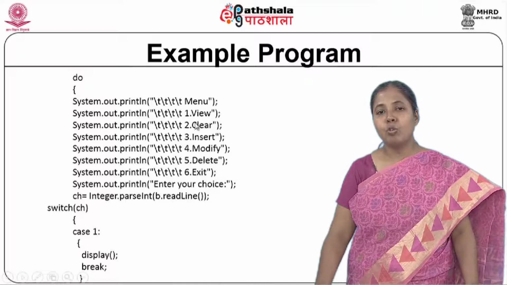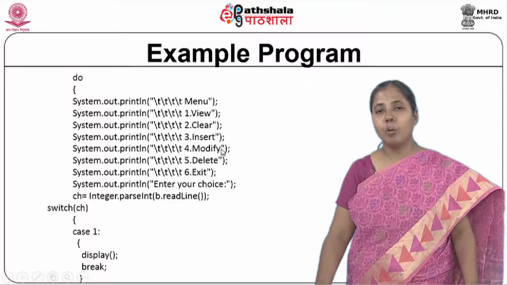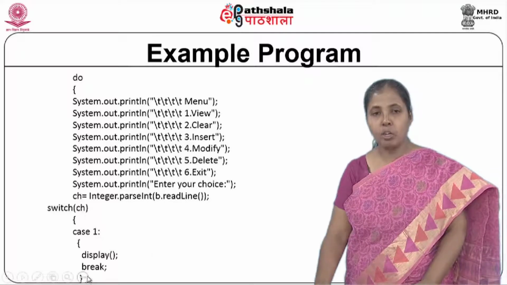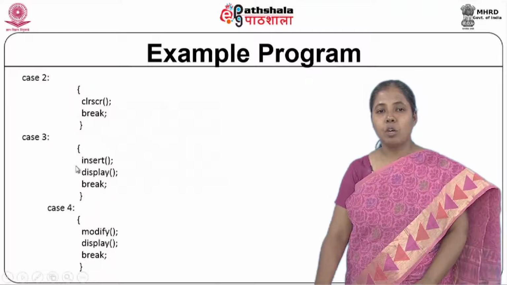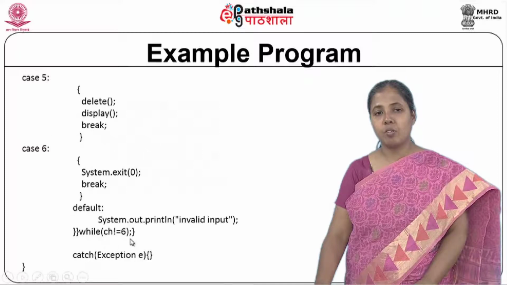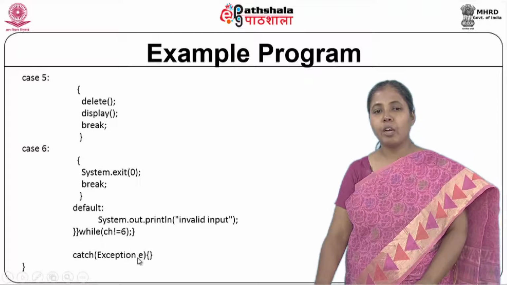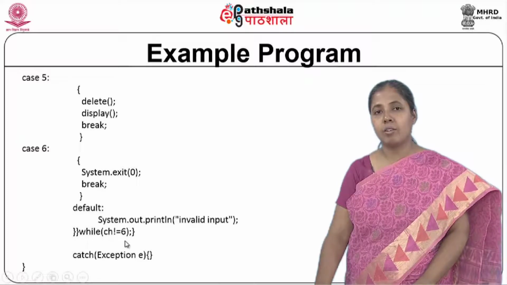This menu shows that you have different options: display, that is view, an option to clear, an option to insert records into the table, an option to update records in the table, delete some records from the table, and you can exit. You get the choice from the user, and you are putting this within a do while loop. Here we have a switch case which would take you to different options. Finally, once the user gives a choice which is not equal to 6, it comes out.